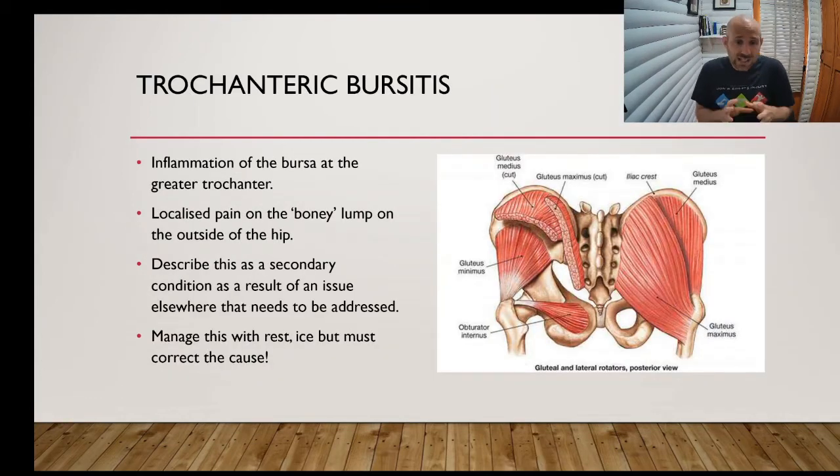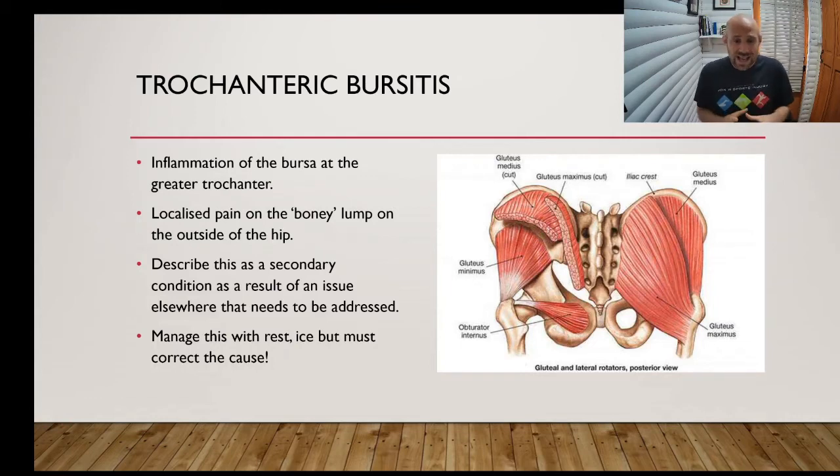Now, let's explain a little bit about that, because it sounds like a complicated term, but if you've got some localized pain on the outside of your hip where you can feel that bony lump there, which is what we call your greater trochanter, that is likely to be an inflamed bursa.